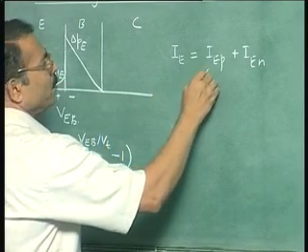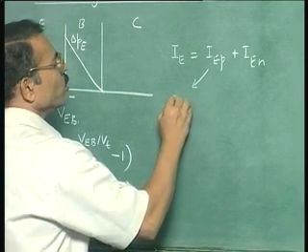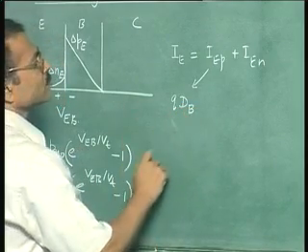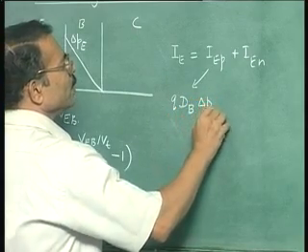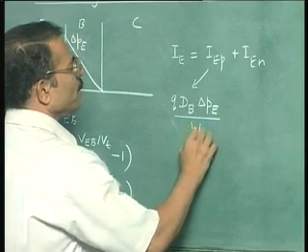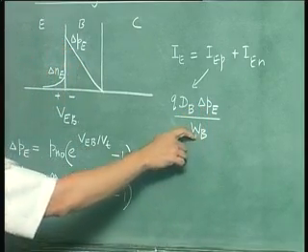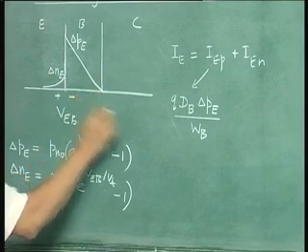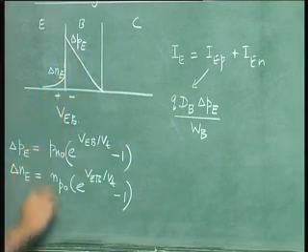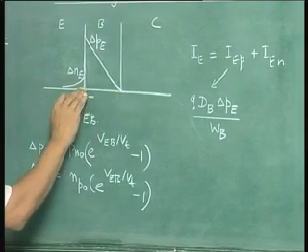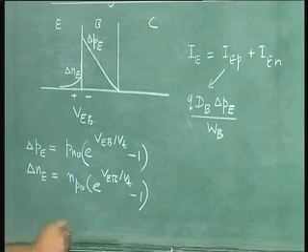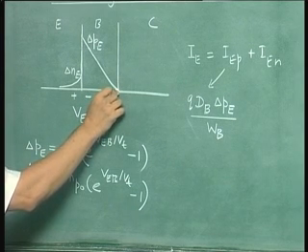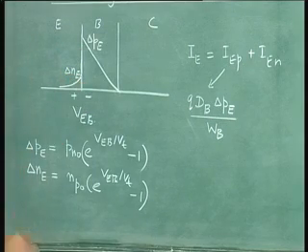So we can write IEP is Q into the diffusion coefficient of the carriers in the base into delta PE by WB. Delta PE by WB is nothing but dP by dx in the base, the slope of this line. So WB is this width. Now here we have not shown the depletion edges, or rather the depletion layer in the emitter and the collector, to avoid complicating the diagram. It is understood that this concentration corresponds to the concentration at the depletion edge, and similarly these other concentrations also correspond to concentrations at the depletion edge.